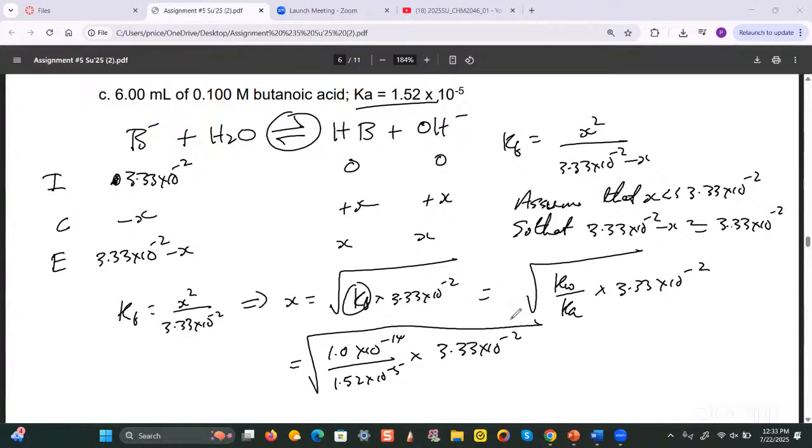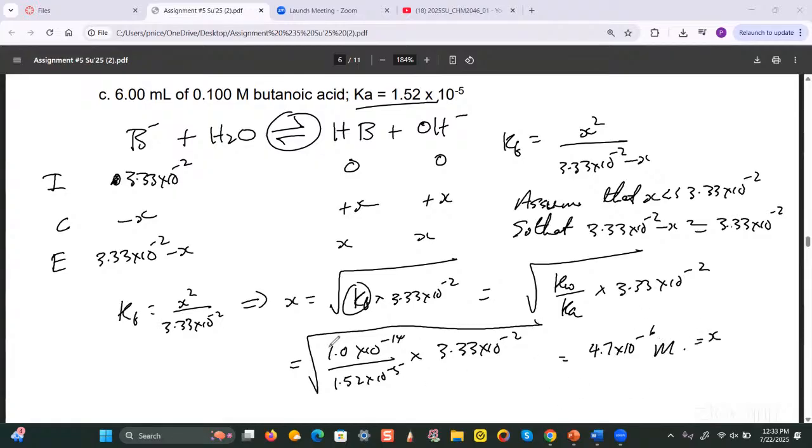So 1 times 10 to the minus 14 multiplied by 3.33 times 10 to the minus 2. And then we divide all of that by 1.52 times 10 to the minus 5. And then we find the square root of all that. According to my calculations, this works out to be 4.7 times 10 to the minus 6 M, and that would be equal to X.